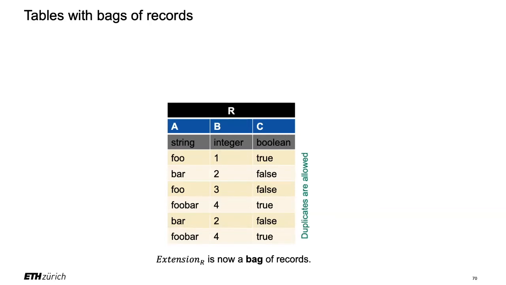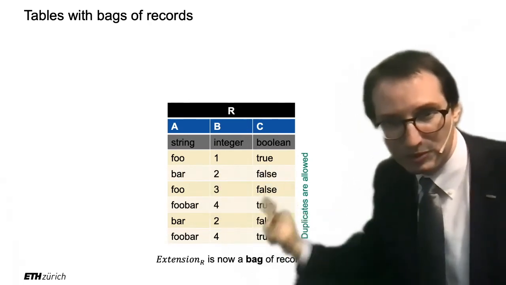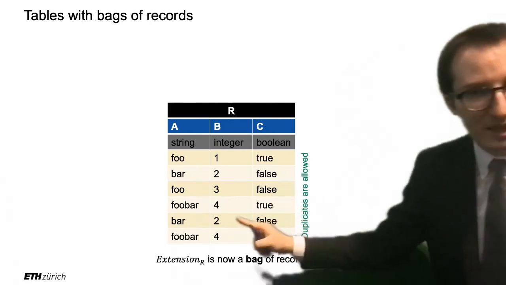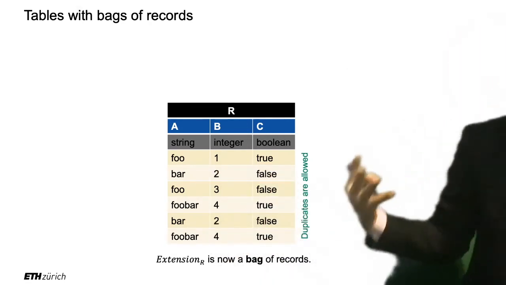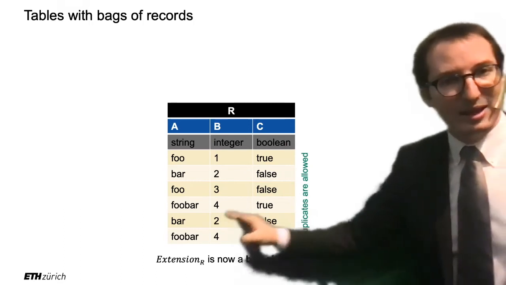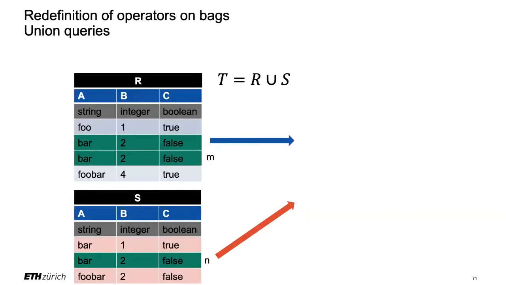How do I see duplicates in there? Let's look for duplicates. We have bar, true, false, bar, true, false. In a set of maps that wouldn't be allowed, right? It would be the same map here and the same map there. But if we have bags of records, bags of maps, bags of tuples, bags of rows, whatever you call it, you allow for duplicates. And that means that now you might have the same records appearing twice, thrice, 4 times, 5 times, 6 times, and so on. So now we say that the relational table, or its extension, if you want to sound fancy, is a bag of records.